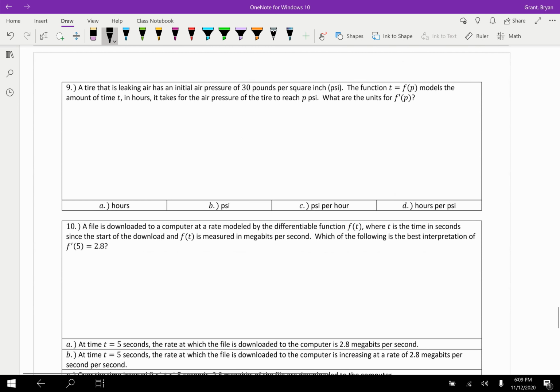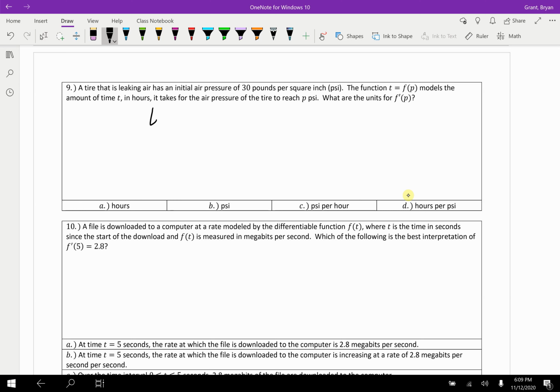Last one, the crazy problem. A tire is leaking air, has an initial air pressure of 30 pounds per square inch. And actually, that's pretty good. A lot of your tires, they usually say your tires should be like between 30 and 34 psi, right? When you go to fill up your tire, you should look on the inside of your door. It'll tell you how many pounds per square inch. And you go to the gas station and you put in your little measurement. It says, oh, your tires are at 24 pounds. You're like, oh, that's not good. Then you fill them back up. That's essentially what's happening here.